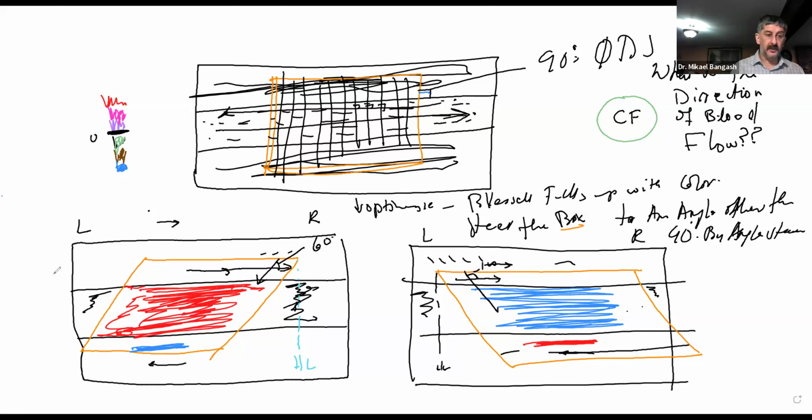Because in all these images here, guys, just keep in mind that this here is where your transducer is. This is going to be shallow depth. This is going to be deeper, deeper, deeper. So this is the shallow blood vessel, and this is the deeper blood vessel. Did you guys get that?